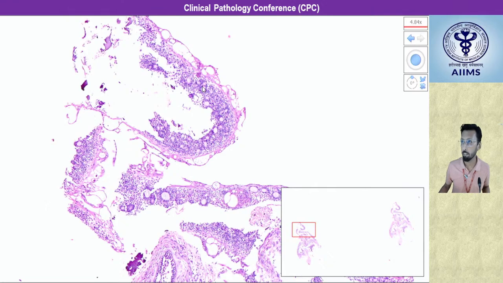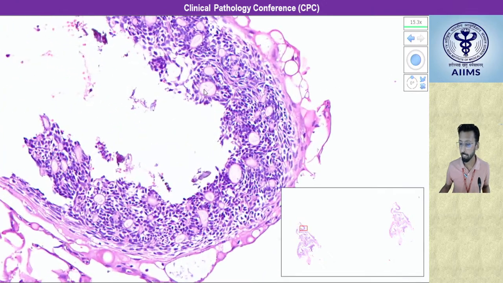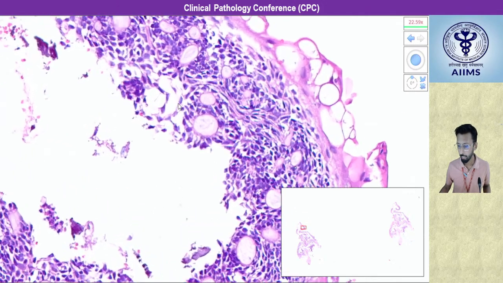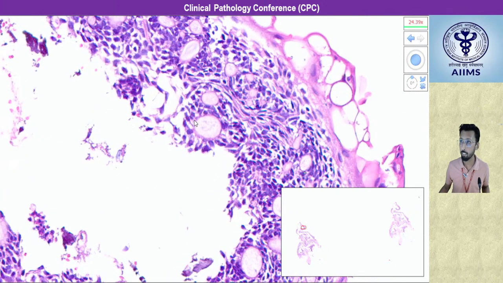It gives it a cribriform pattern, and if we zoom in further, we can see these duct-like spaces filled with mucoid material, and they are surrounded by cuboidal to columnar cells. At some places they are cuboidal, at other places they are columnar. If we zoom in further, at certain areas we can see that these cells appear slightly columnar, and they have hypochromatic nuclei, which are polarized away from the basement membrane. We can also see subnuclear vacuoles.